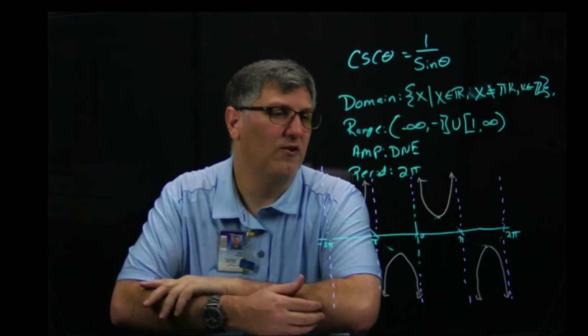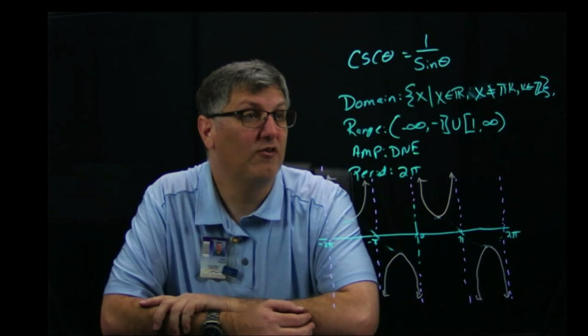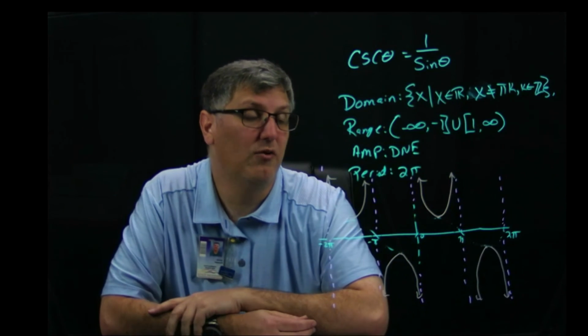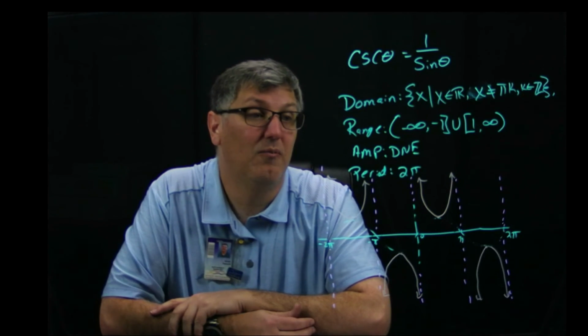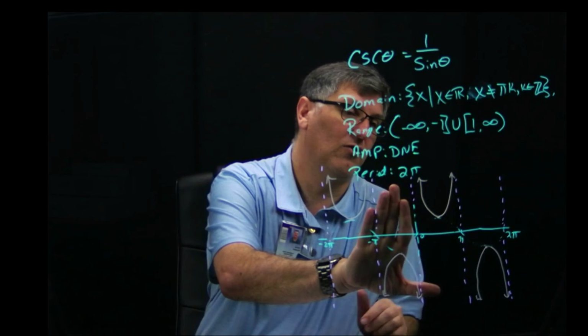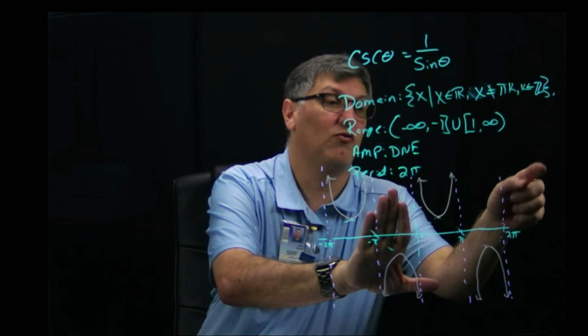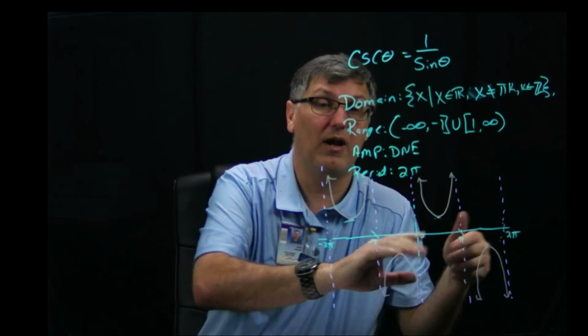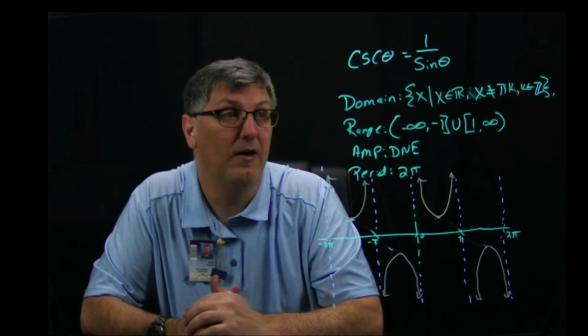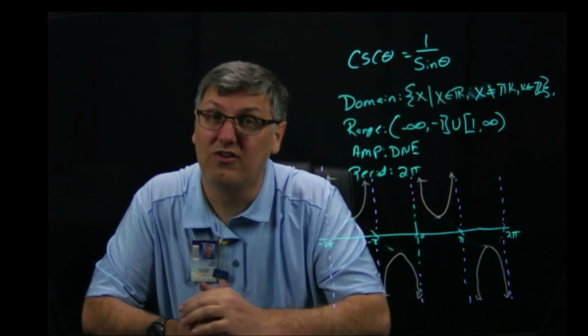So it looks different than what you're used to seeing, but everything matches up with the domain, the range. There is not going to be an amplitude, but the period does repeat every 2 pi. Because if you look here, it's on top, on bottom, the next one's going to be on top, then bottom, on top, and then bottom. It just repeats itself every 2 pi. All right, let's look to see how to do transformations on cosecant.